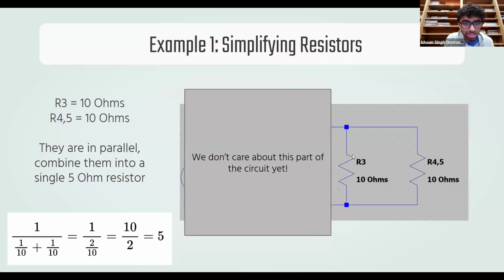But if this R45 was way more resistive than R3, then a lot less current is going to go through the right side and a lot more current is going to go through R3. Do we get that? I don't know why I was talking about candy. I just want candy.